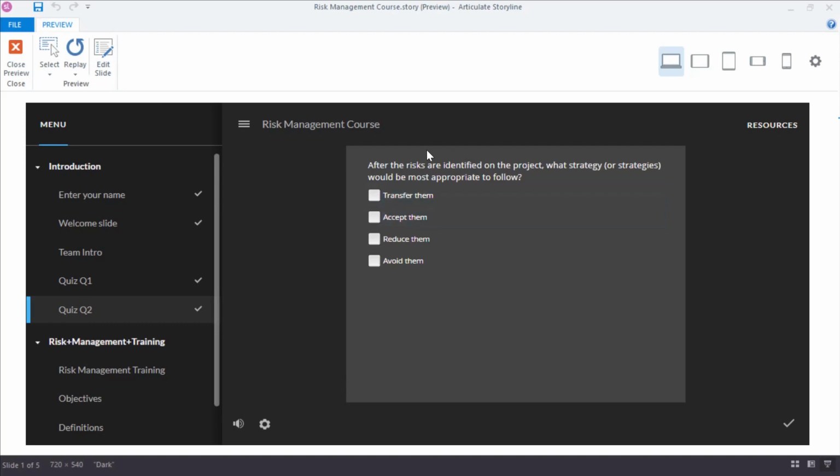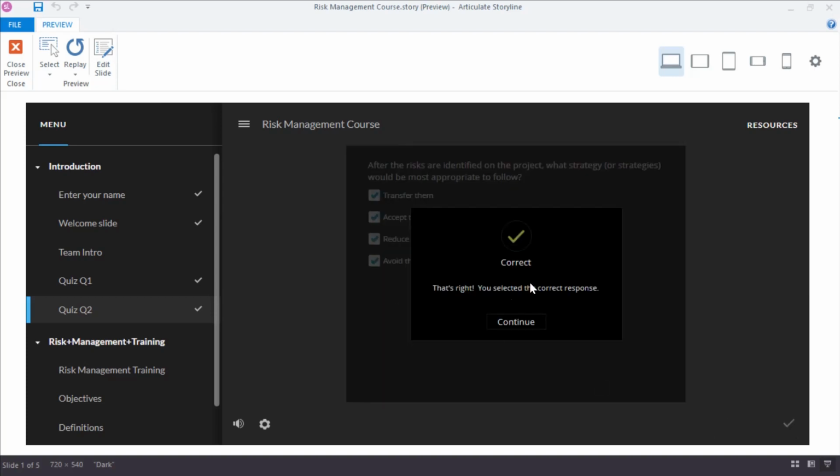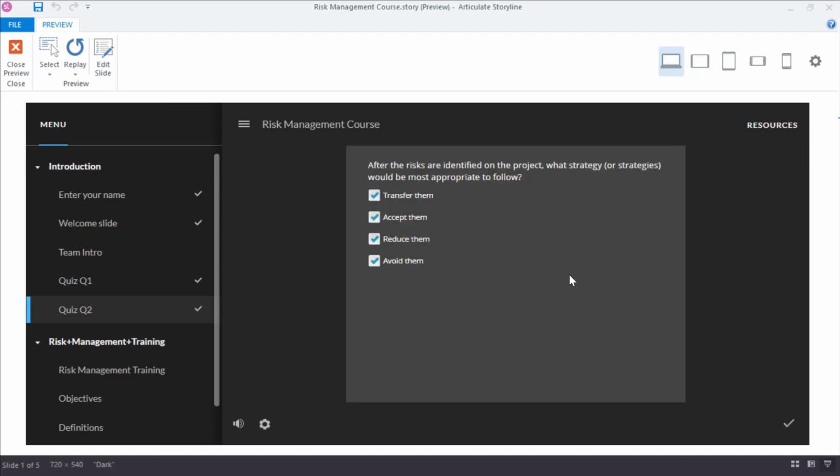And then after that, it's asking me, after the risks are identified on the project, what strategy or strategies would be most appropriate to follow. So all the four strategies are appropriate to follow. We can either transfer the risk, accept the risk, reduce the risk, or avoid them. So now I'm going to click next, and voila, that's also correct.